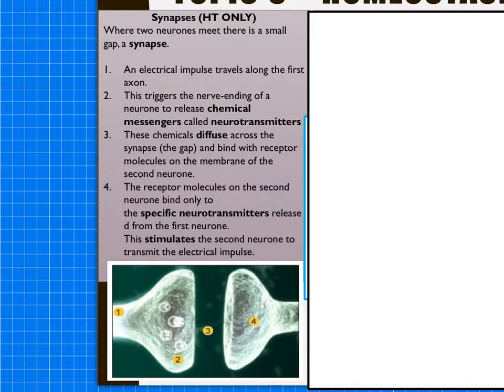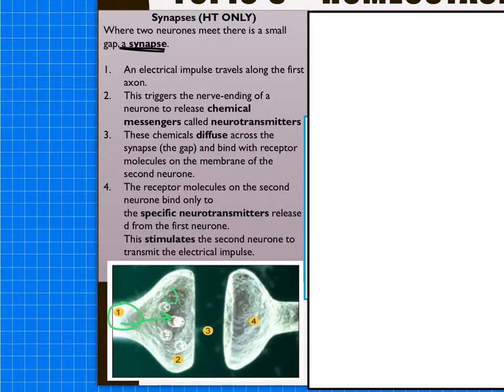If you're going to be doing higher tier combined science, then you will need to know about a synapse. A synapse basically is a gap between two neurons. And if you look at the diagram, you can see firstly the electrical impulse travels along what we call the axon, so that's through the nerve inside the neuron. And this triggers the nerve ending of a neuron to release chemical messengers.